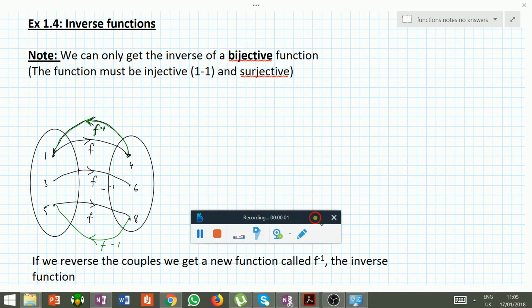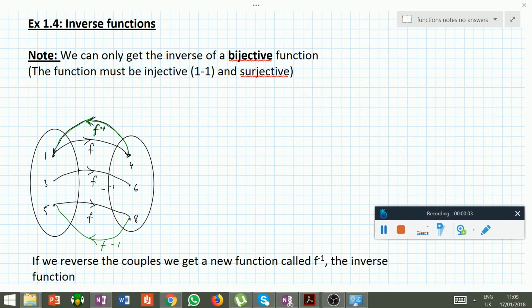Right, this video deals with what we call inverse functions. We start out by saying we can only get the inverse of a bijective function. Again, more about that later. I'll come back to that. The function has to be injective and surjective. Again, more about that later. All right, so inverse functions.